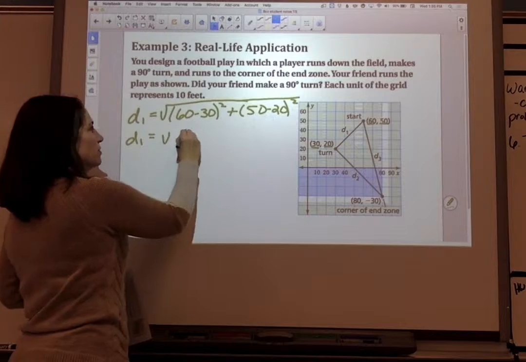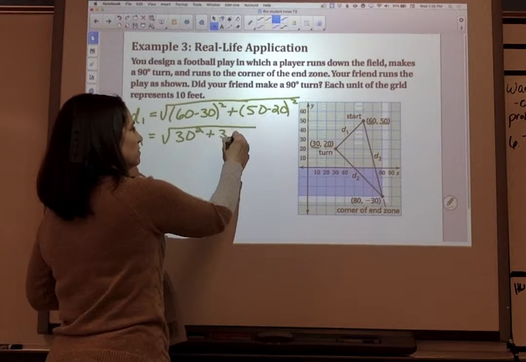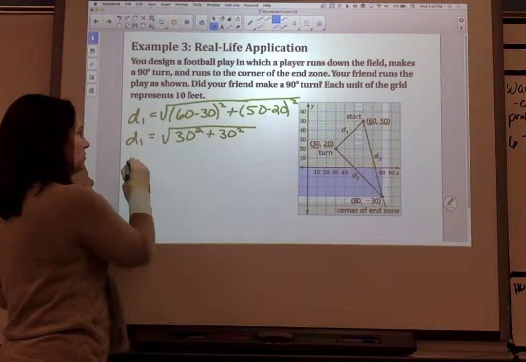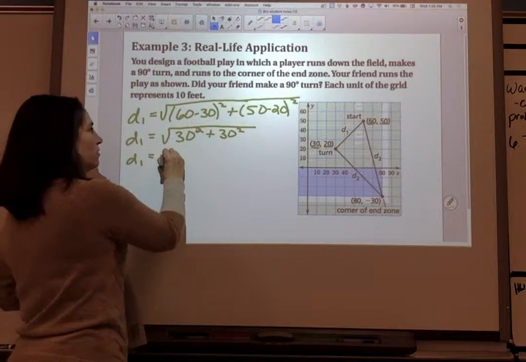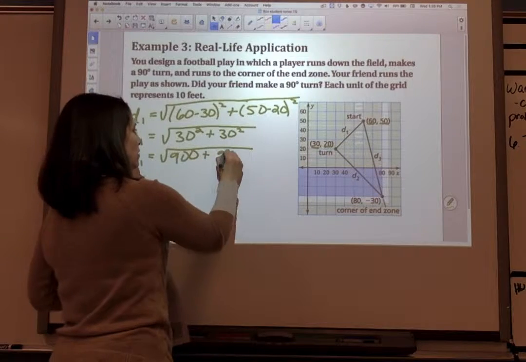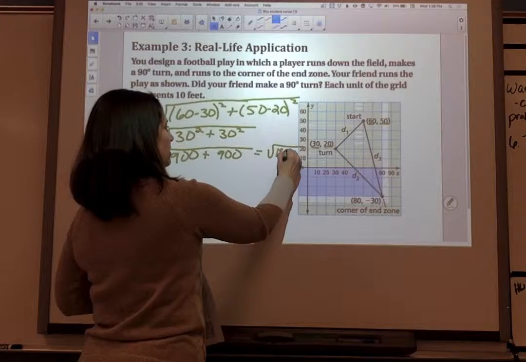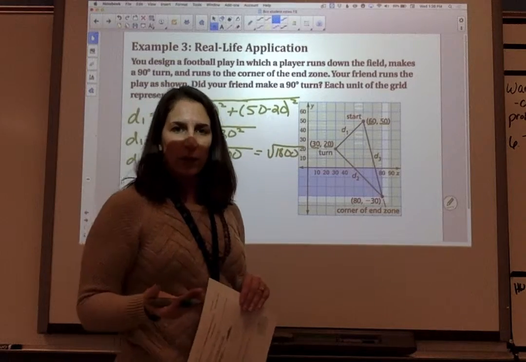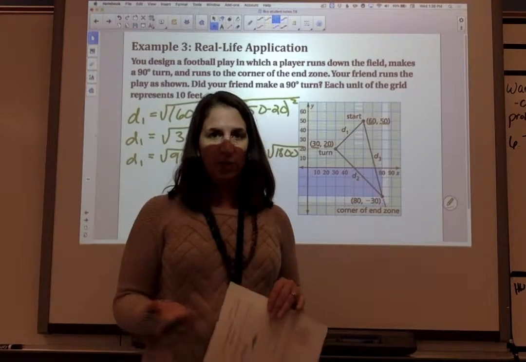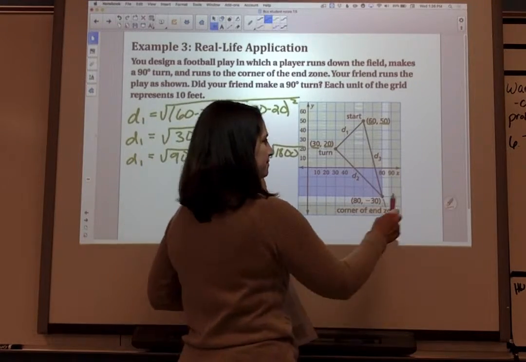We'll simplify that to 30 squared plus 30 squared, which is the square root of 900 plus 900. And I'm just going to keep that as the square root of 1800. We'll just leave it as a square root for now instead of giving a decimal approximation, and you'll see why in a sec. So that's D1.